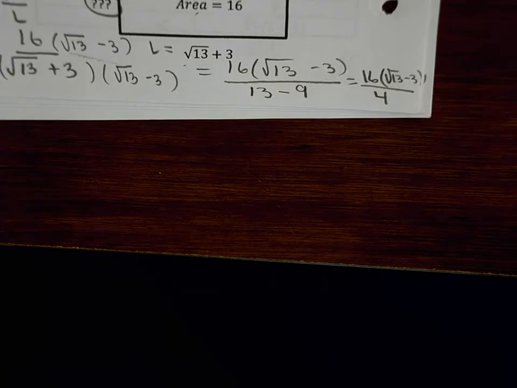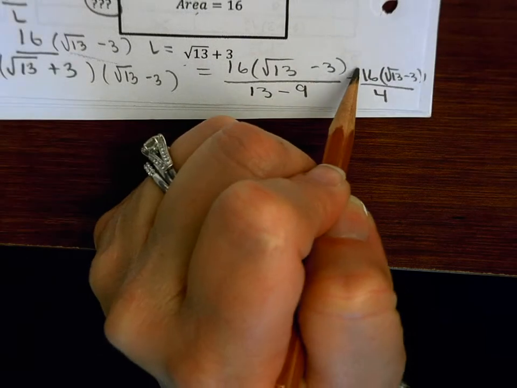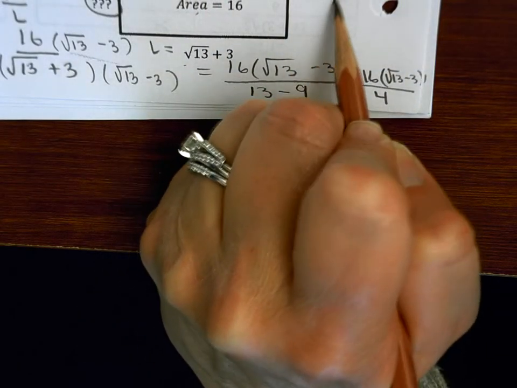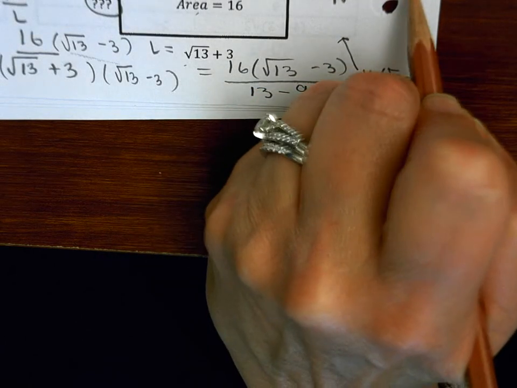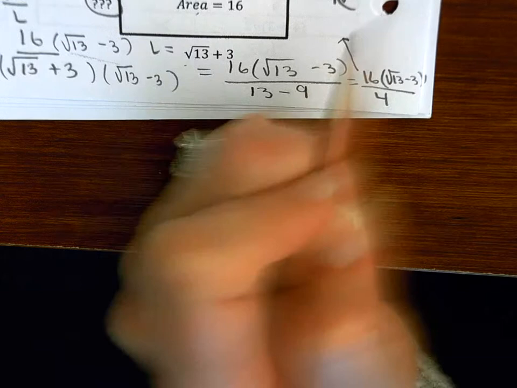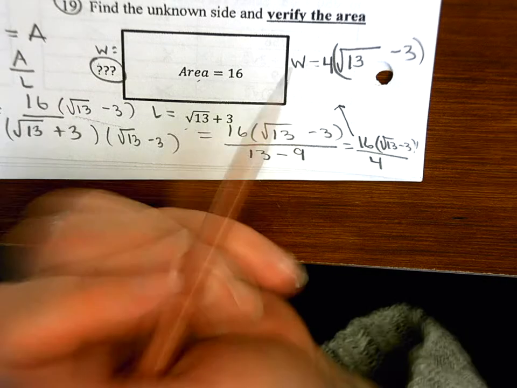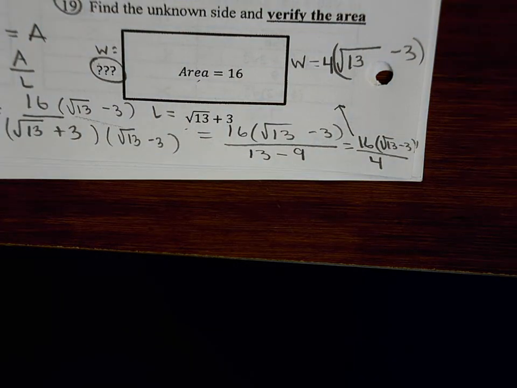And then I can reduce that just a little bit. So I can divide 16 by 4. And so then my width will be 4, and then root 13 minus 3. So you can't see that. There we go. Okay, so it would be 4 and then root 13 minus 3. And that's it for homework help on worksheet 3.